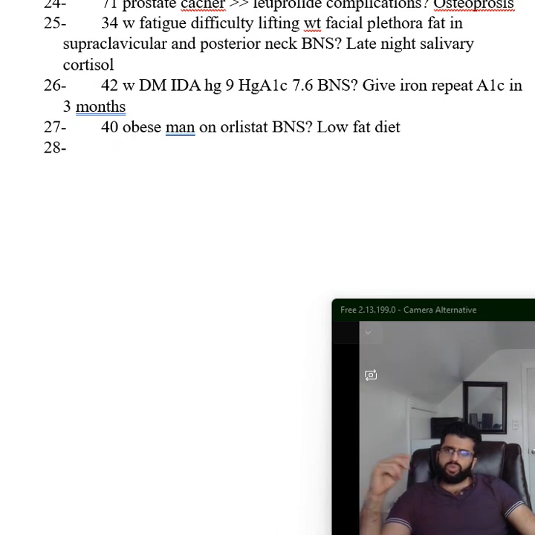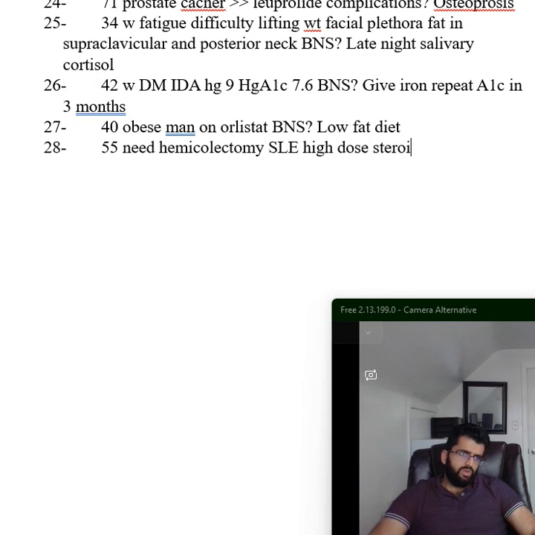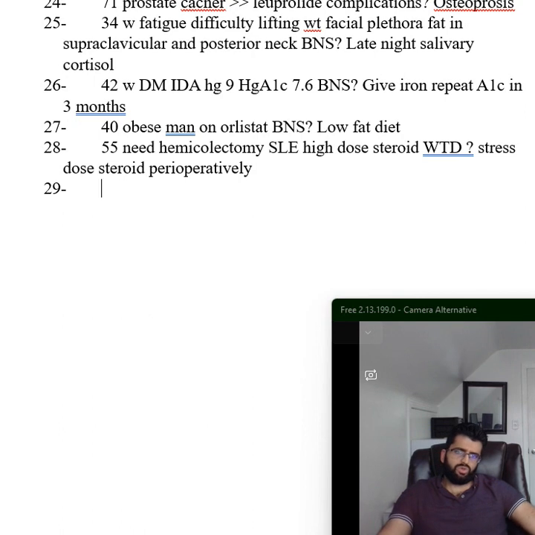Now, you see somebody who needs surgery, a hemicolectomy for colon cancer, whatever. But the patient also has SLE and is on high dose steroid, and they ask what to do. You give stress dose steroid perioperatively, okay? You give stress dose steroid before the surgery. Now that brings us to the discussion of steroid management, okay?